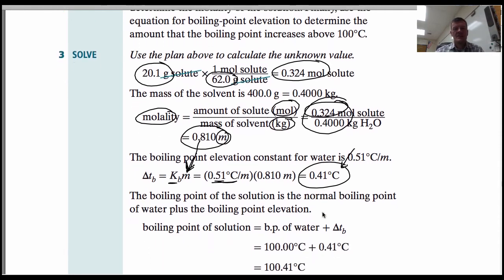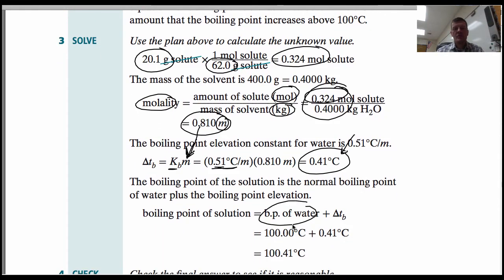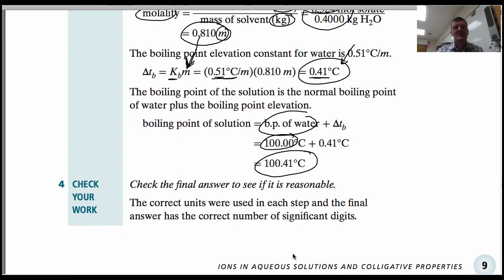Okay? So now, the boiling point of water normally is 100, but now since we added this solute, it went up by 0.41. Now the new boiling point is 100.41, and that is due to the solute that you added. That is a colligative property. Boiling point is a colligative property. The more we add, the higher the boiling point will go. Okay?